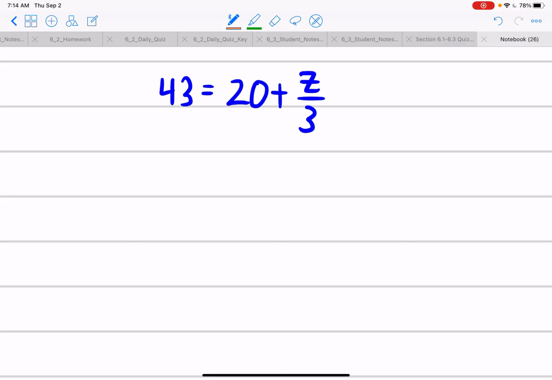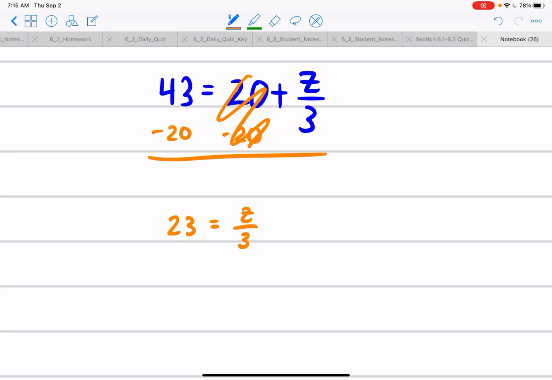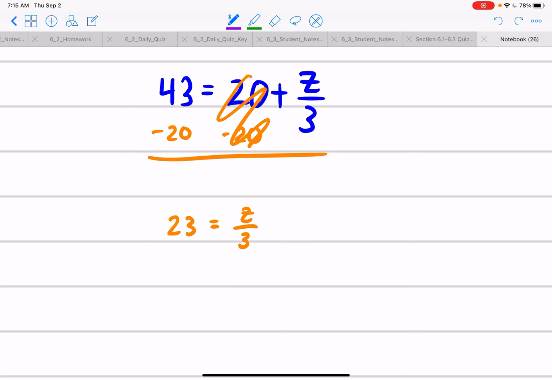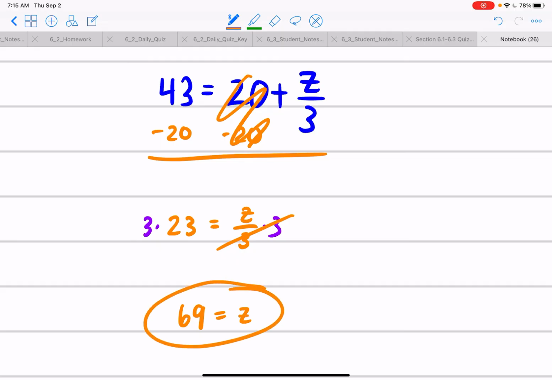43 is equal to 20 plus z over 3. So we have addition here, 20, so we're going to minus the 20 first. We're going to be left with 23. 43 minus 20 is 23. 20 minus 20 is 0, so we don't write it. And then that's equal to z over 3. So what's the 3 doing right now to the z here? It's dividing it. So we're going to multiply by 3 to kind of undo that. So it's going to be 3 times 23 is 69, is equal to, the 3's cancel, and then z. So that would be how you would finish that one.